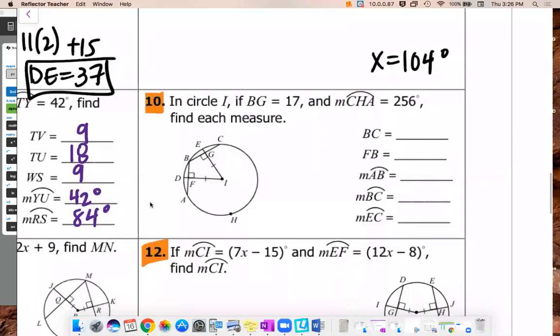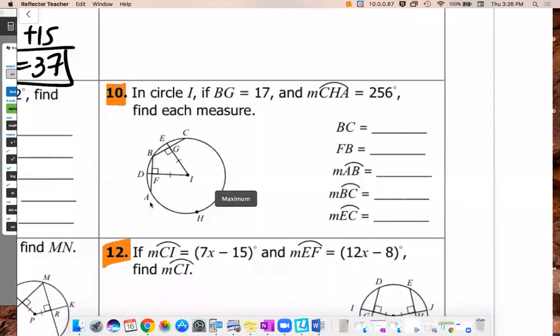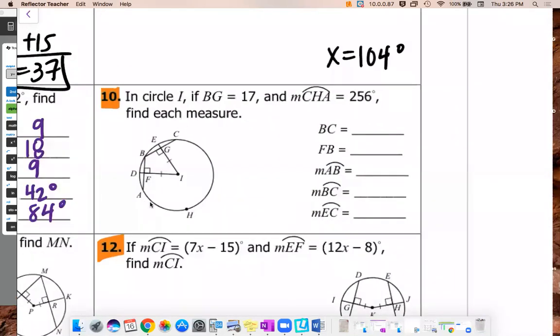Okay, so let's do a different one. What do they give us in this one? In circle I, BG is 17. So this little part is 17. It is a 90-degree angle right here. And then it gives you the measure of arc CHA, so this whole thing, is 256 degrees. And we want to find each measure.